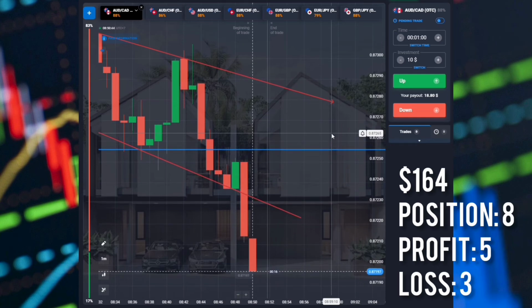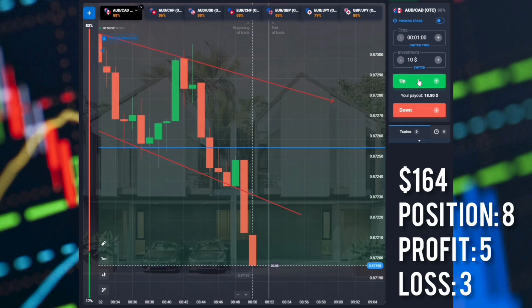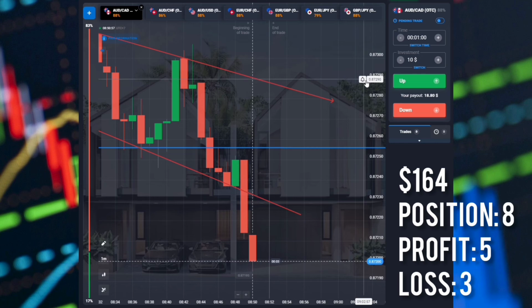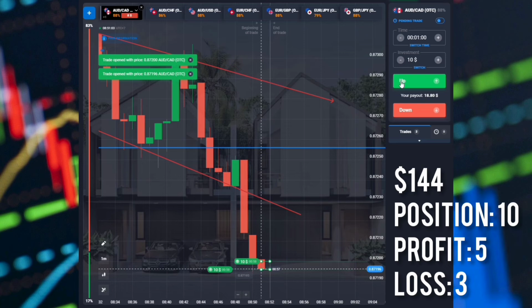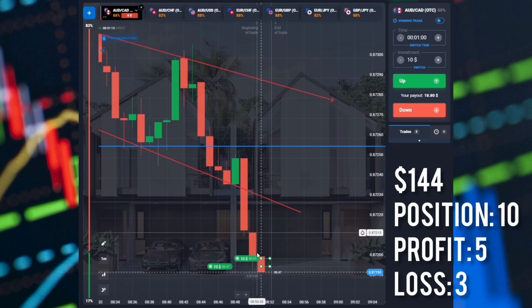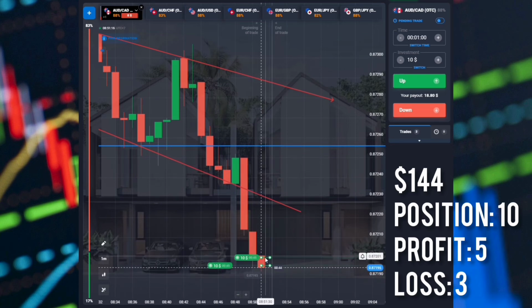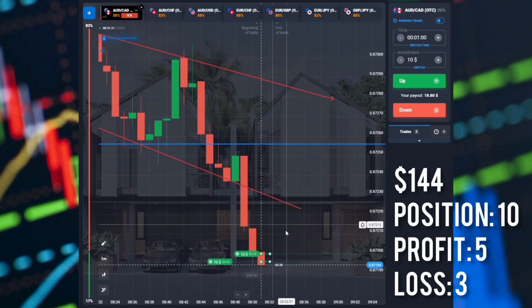Now look at that. That is the same pattern as before. So I'm going to take advantage of it. Okay, not yet. Wait. Okay. So this is going up. So I open the same as before, 1 minute, but I only open two, not five, because this might be different than before.